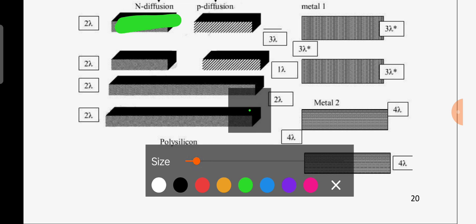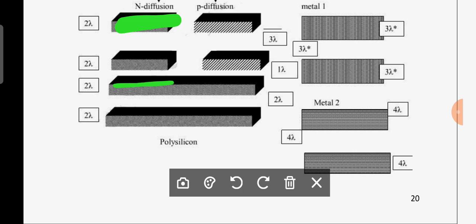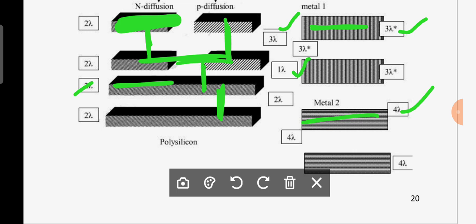Then what is the minimum width of polysilicon? You can observe 2 lambda. What is the minimum width of metal 1? That is 3 lambda. What is the minimum width of metal 2? That is 4 lambda. Now what is the minimum spacing between diffusion to diffusion, either N diffusion or P diffusion? 3 lambda. Then diffusion, either N or P diffusion, to polysilicon is absolutely 1 lambda. Then poly to poly is 2 lambda. For metal 1 to metal 1, 3 lambda. For metal 2 to metal 2, 4 lambda. Is it clear?